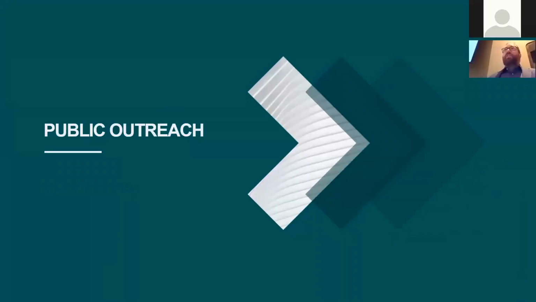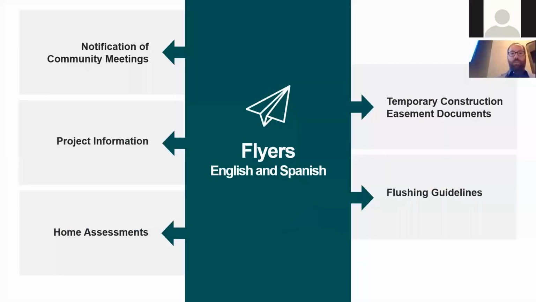Public outreach is another critical step in getting the public to be involved in understanding what's going on for these lead service replacement projects. One tool in the belt for this is to hand out flyers. Flyers are a great way to target specific areas that may have lead services so that you can inform them. Depending on your demographic, you may want to hand out flyers in both English and Spanish. Some examples of flyers that we've handed out before are notifications for community meetings, project information, information about home assessments, temporary construction easement documents, and flushing guidelines.